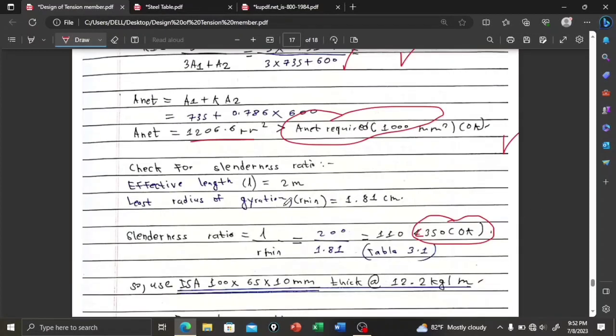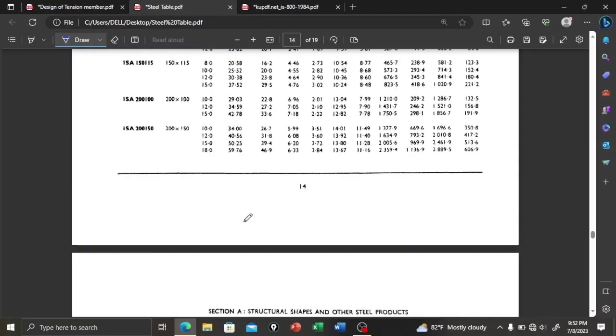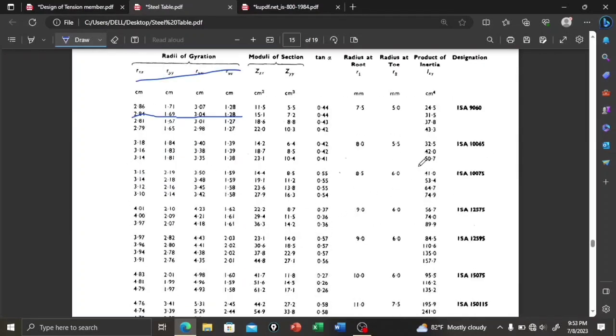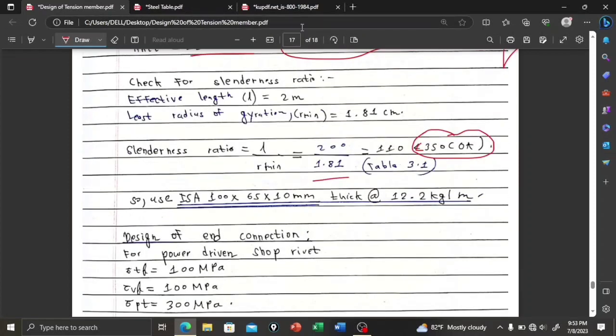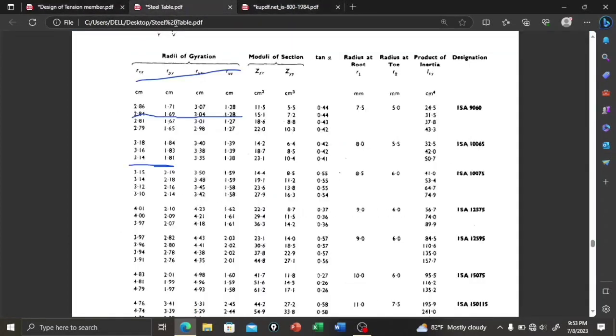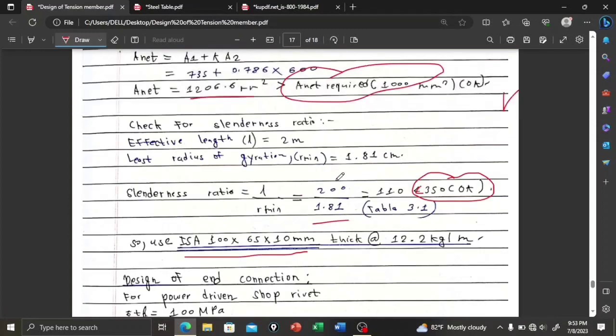Slenderness ratio, least radius of gyration is 165.10 is least from here. Least is 1.81. Table 3.1. So use 165 by 10 mm thick at the rate 12.2 kg per meter.